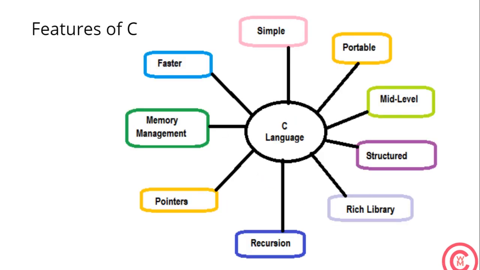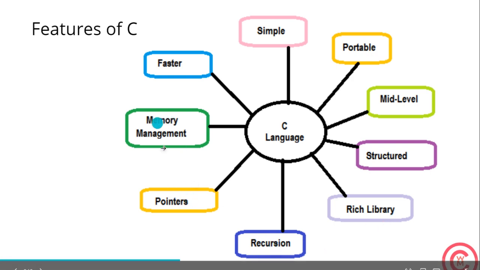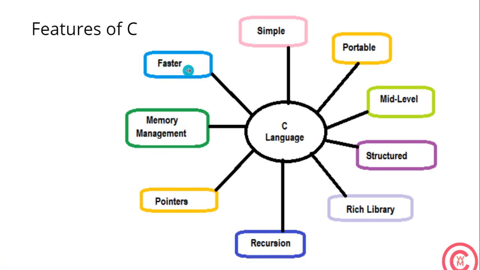So first of all, we will discuss the features of C. It's simple, portable, mid-level, structured, rich library, recursion, pointers, memory management, and faster. So C program is a simple programming language and it is very basic to all other languages. It does not depend on any particular machine, it can run on all machines, so that's why it is portable.